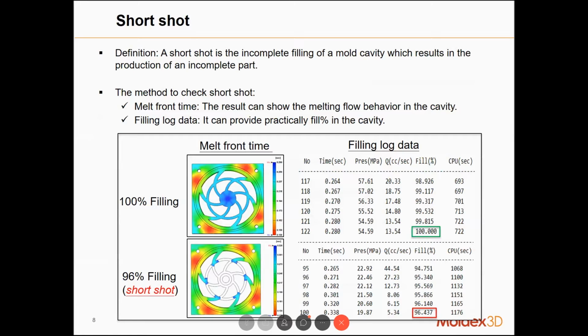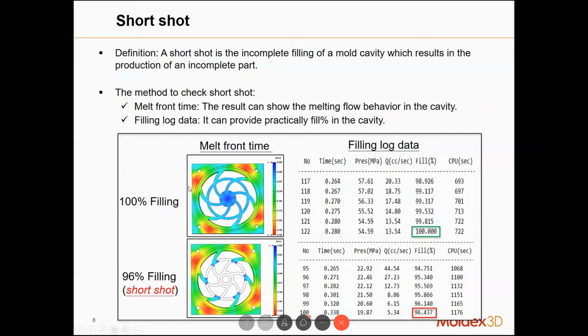Short shot is the first common problem we usually check after a part is filled up. Before we check the short shot result, we have to understand what a short shot is. The definition of a short shot is the incomplete filling of the mold cavity, which results in the production of an incomplete part, which means the part in the mold cavity cannot fill up because of some mistake. So in our software, we can check the short shot result by seeing the animation of the melt front time.